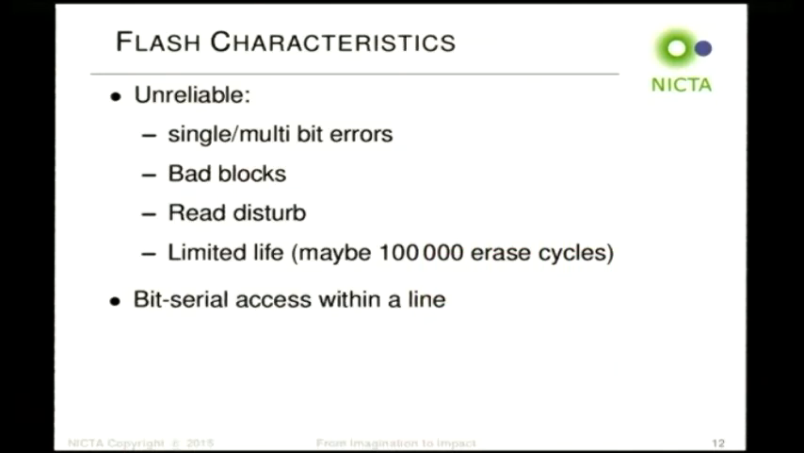I've said that flash is unreliable. There are lots of different ways that flash is unreliable. First, you can get single bit read errors. They're fixed by the ECC. Lovely. Secondly, you can get bad blocks. Both ones that you get at the time that the chip is manufactured and ones that develop over time because the chip has a limited life. Typically 100,000 erase cycles before that erase block is dead.